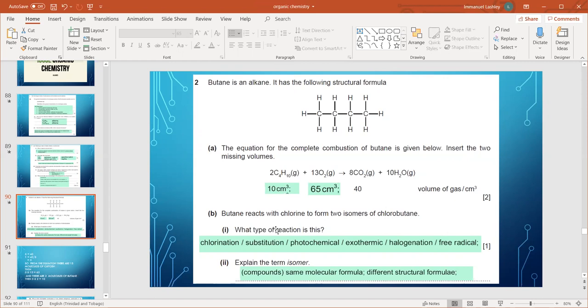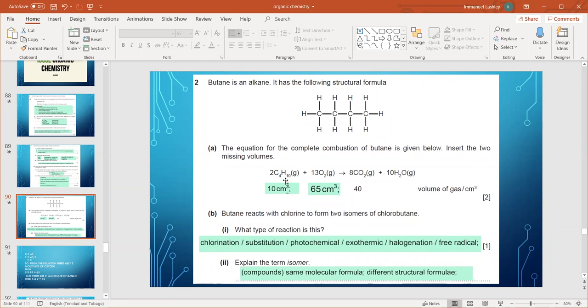So butane reacts with chlorine to form 2 isomers of chlorobutane, which is a halogenoalkane. What type of reaction is this? That's a substitution reaction because the chlorine would have been replacing the hydrogen. So you could say it's a chlorination reaction, substitution reaction, photochemical reaction, exothermic reaction, halogenation reaction, free radical substitution. Any of those things would be correct for you to say.